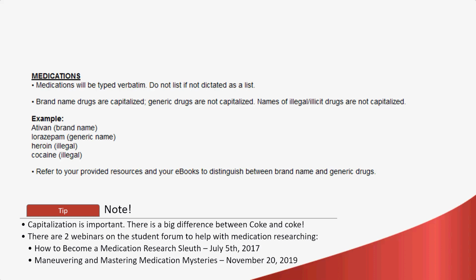Now, capitalization is really important. There is a big difference between Coke with a capital C and Coke without. So Coke, capital C, that's your drink. Coke without, that's your cocaine. So as someone who did quality assurance on coworkers' fields and blanks, I saw that error more than once. So be careful with that.